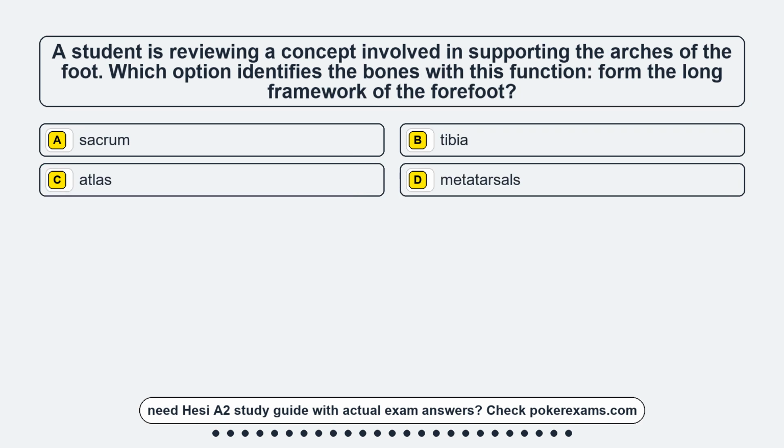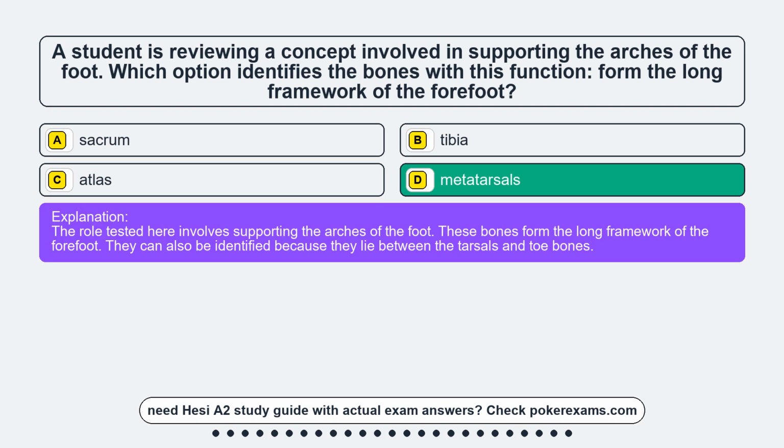Question 7. A student is reviewing a concept involved in supporting the arches of the foot. Which option identifies the bones with this function, form the long framework of the forefoot? Option A, sacrum. Option B, tibia. Option C, atlas. Option D, metatarsals. The correct answer is option D, metatarsals.